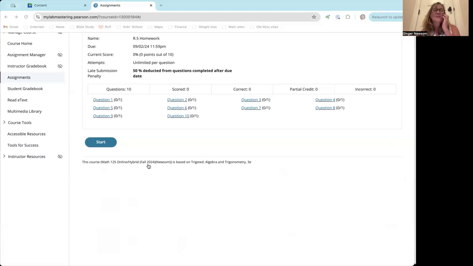Okay. Now keep in mind, like I said before, if you don't get your homework all done by the due date, you can work it after the due date for half credit. Just don't rework any ones that you already have correct after the due date because it'll give you half credit. But that's how homework works.